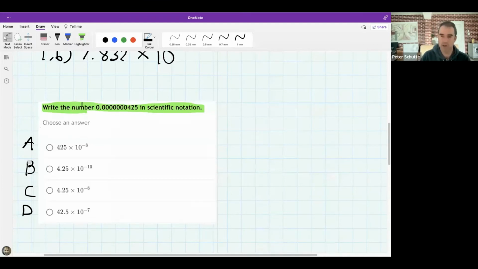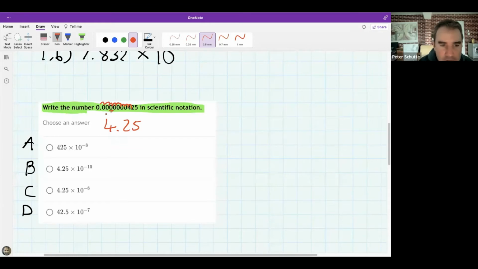Okay, so let's see what's going on in the chat. There's a couple of different options going on. The first thing I do is I always make sure I can count 1, 2, 3, 4, 6, 7, 8. So I get 4.25 to start with, because that's the initial part of my scientific notation. And then I have to ask myself how many jumps I jumped over, or I can count.